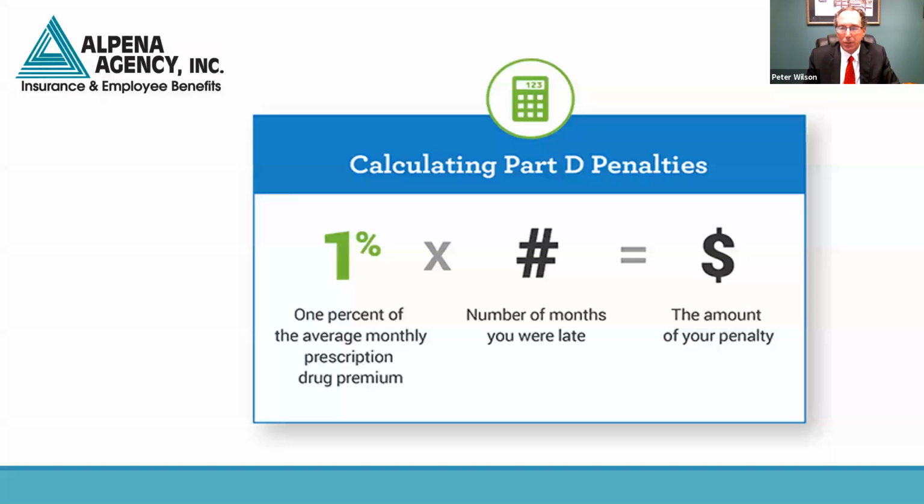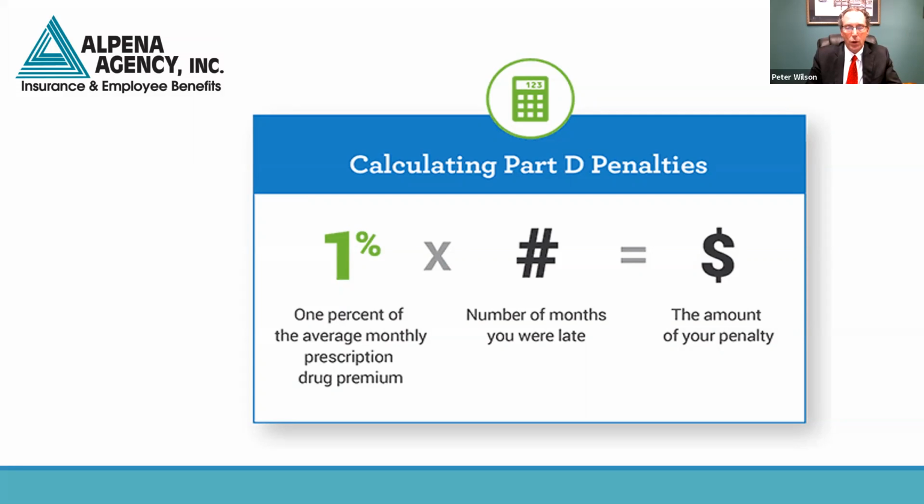Okay, I mentioned the penalty, and I just want to point this out. What they're requiring is if you do not purchase a Part D plan initially when you turn 65 and you don't have coverage anywhere else, you're going to pay a 1% penalty based on the average cost of that prescription drug coverage in the United States for the number of months that you didn't purchase the plan. So real quick, if the average monthly cost is $35, a 1% penalty is only 35 cents a month.